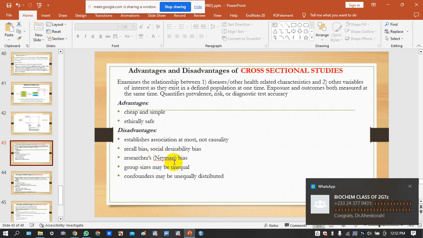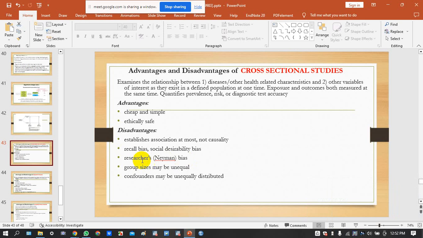Researcher bias: you, the researcher yourself, may also be biased. Group sizes may be unequal, because some can take 500 cases and 200 controls. So that also does not really bring out the evidence or the strength of your study. Confounders may be unequally distributed. I'll be teaching a course on confounders, so later I'll explain what confounders are when we get to confounding.